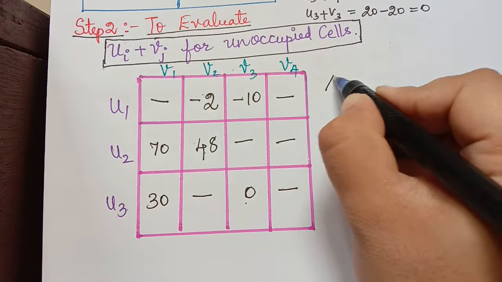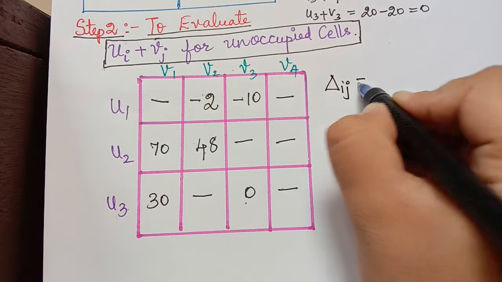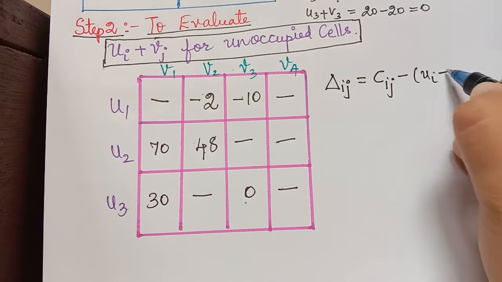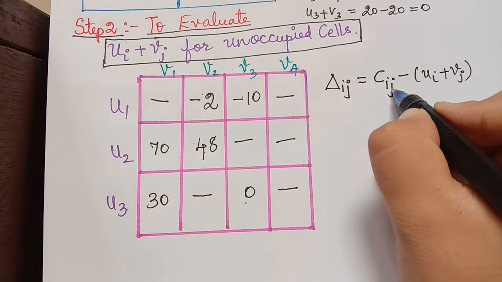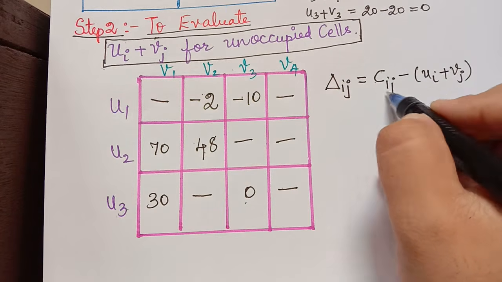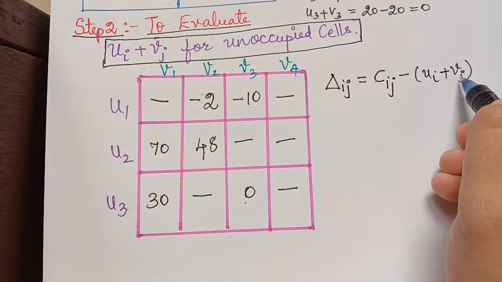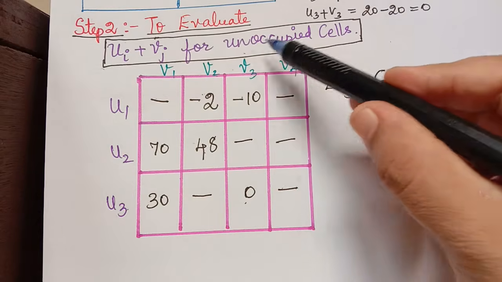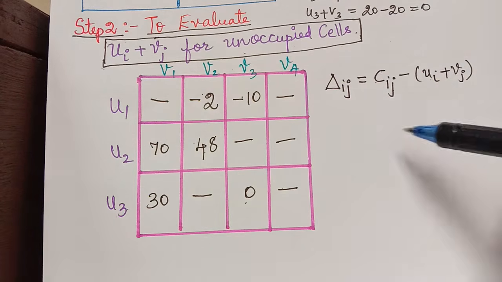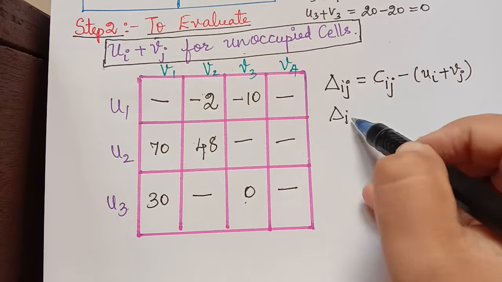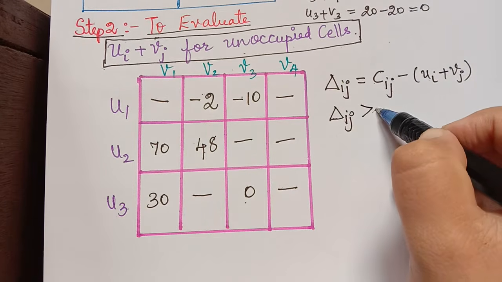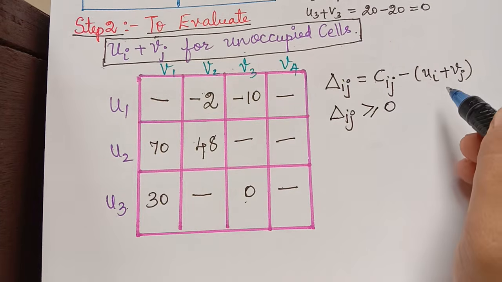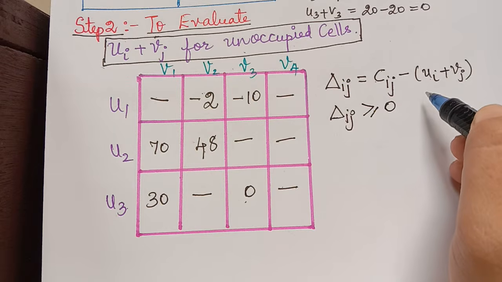Now let me tell you about this del ij. The evaluation of del ij is done by cij minus (ui plus vj). So what is the cij? This is the cell values of the original given matrix, minus this ui plus vj, the last matrix that we have evaluated for the unoccupied cells. So when we find that matrix, if all the elements of this del ij matrix are greater than or equal to 0, then the initial basic feasible solution will become the optimal solution also. So that will be the optimal solution.